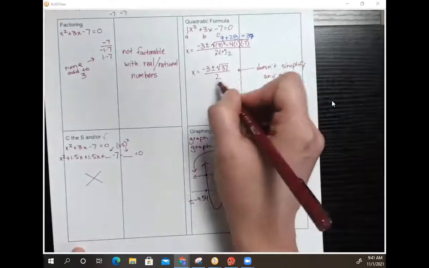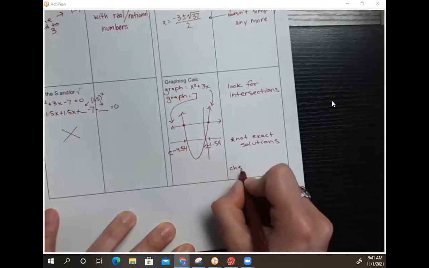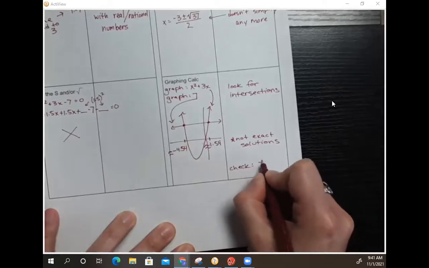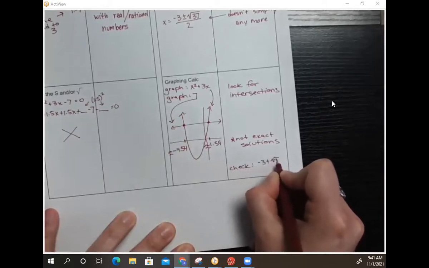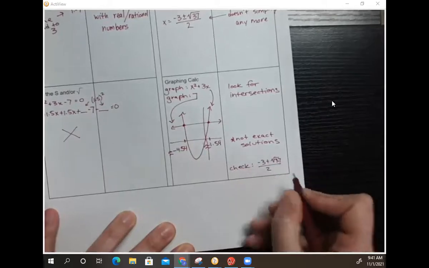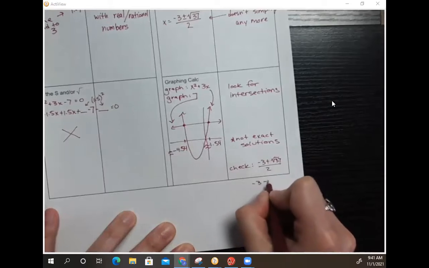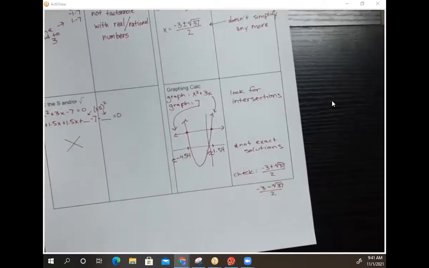Yeah, I could take negative 3 plus square root of 37 over 2 and negative 3 minus square root of 37 over 2. I could type those in my calculator and check. I'm going to do that really quickly before we move on. I think that's a handy thing to know how to do.